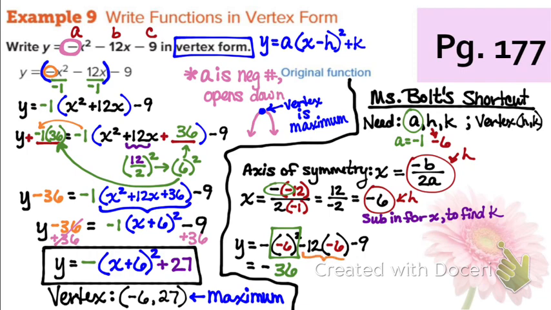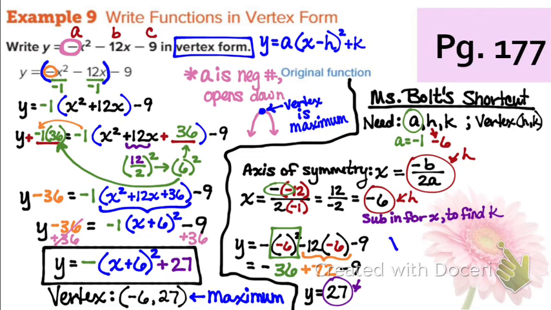What is negative 12 times negative 6? Negative 72. So close. 72. Positive 72 minus 9. Can you guys pop all that into your calculators and tell me what you get? Negative 36 plus 72 minus 9. 27. Here's my k value.